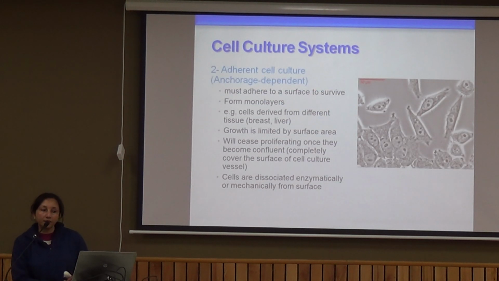The second system is adherent cell culture. This is anchorage dependent. Anchorage dependent means it requires a substratum to attach to. So it must adhere to a surface to survive. It forms monolayers. Cells derived from different tissues like liver and breast are adherent cells. Growth is limited by surface area. It will cease proliferating once the cells become confluent, completely covering the surface of the container in which they are growing. Cells are dissociated enzymatically or mechanically from the surface.